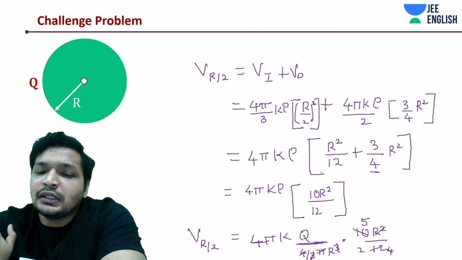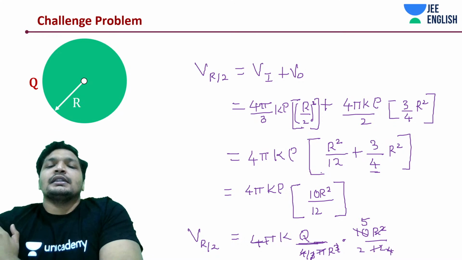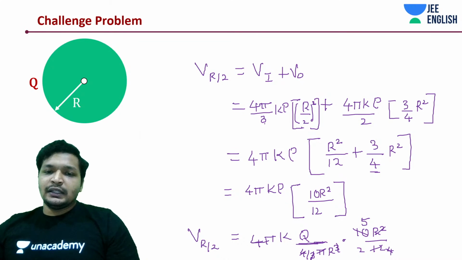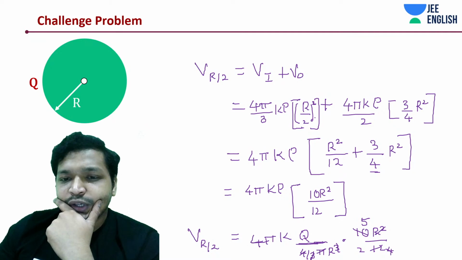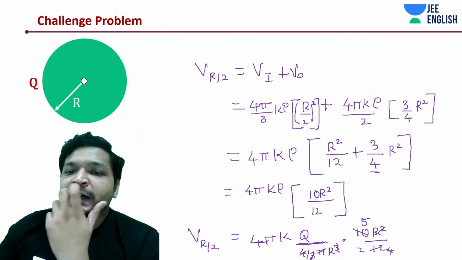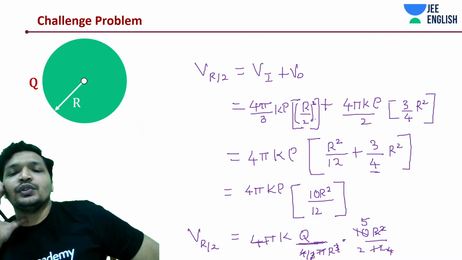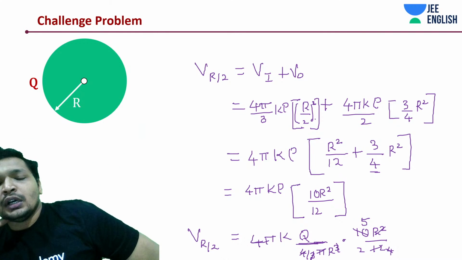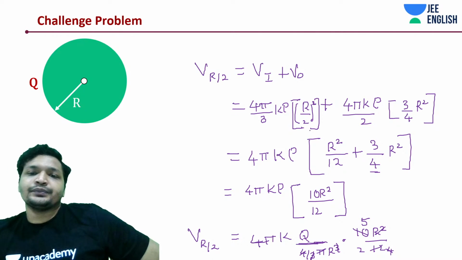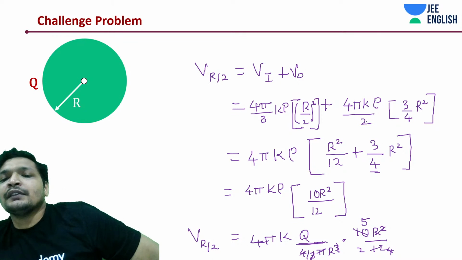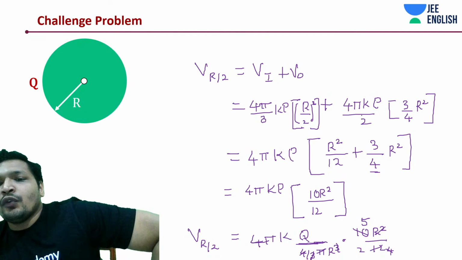Potentials do add up. Just a moment, guys. Let me verify whether we did the math correctly. 4 by 3 pi r cube k rho divided by r square by 2 is nothing but k into q inner by r by 2, and k into q inner was nothing but rho into 4 by 3 pi r by 2 whole cube. And here we got it to be like 4 pi k rho divided by 2.